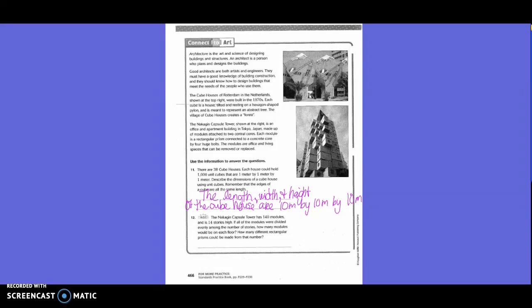Number 12, the Nakagin Capsule Tower has 140 modules and is 14 stories high. If all the modules were divided evenly among the number of stories, how many modules would be on each floor? So we said 140 divided by 14 would be what? 10. So it would be 10 modules.